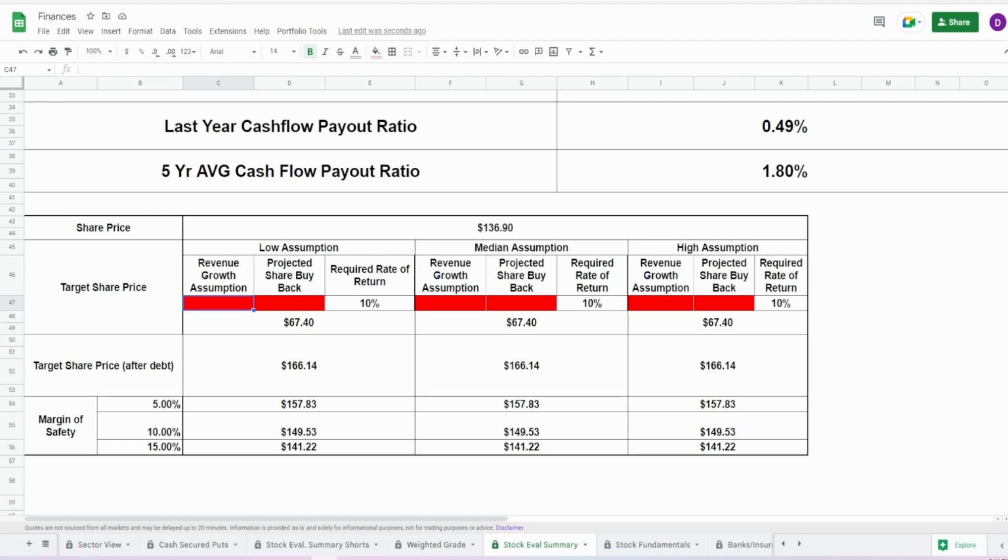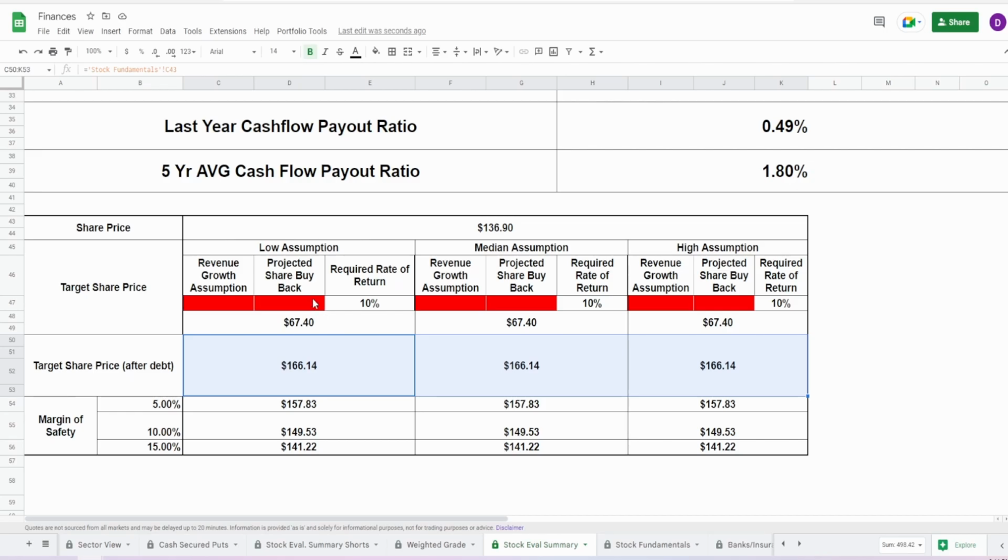All right, now let's come over here to the discounted free cash flow and make some assumptions, low, median, high, using revenue growth, a projected share buyback, and a required rate of return, which I like to keep flat at 10%. Now, take a look at this, guys. Not adjusting for debt, we're still fairly under the current share price. However, adjusting for debt, this jumps up massively. Yeah, guys, they essentially just have no net debt in comparison to that of their cash and equivalents.